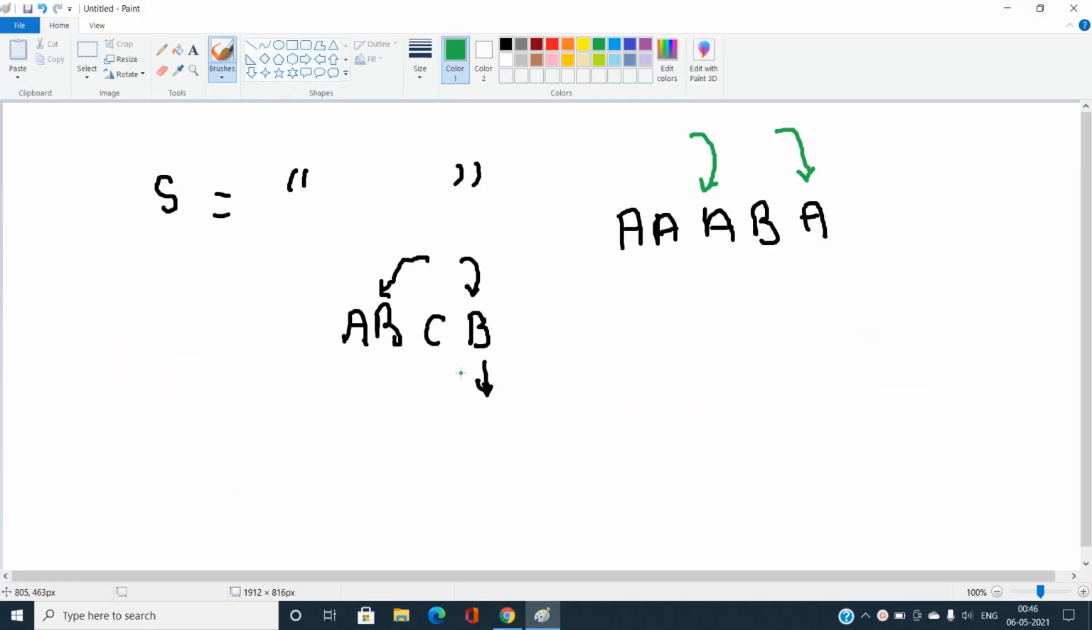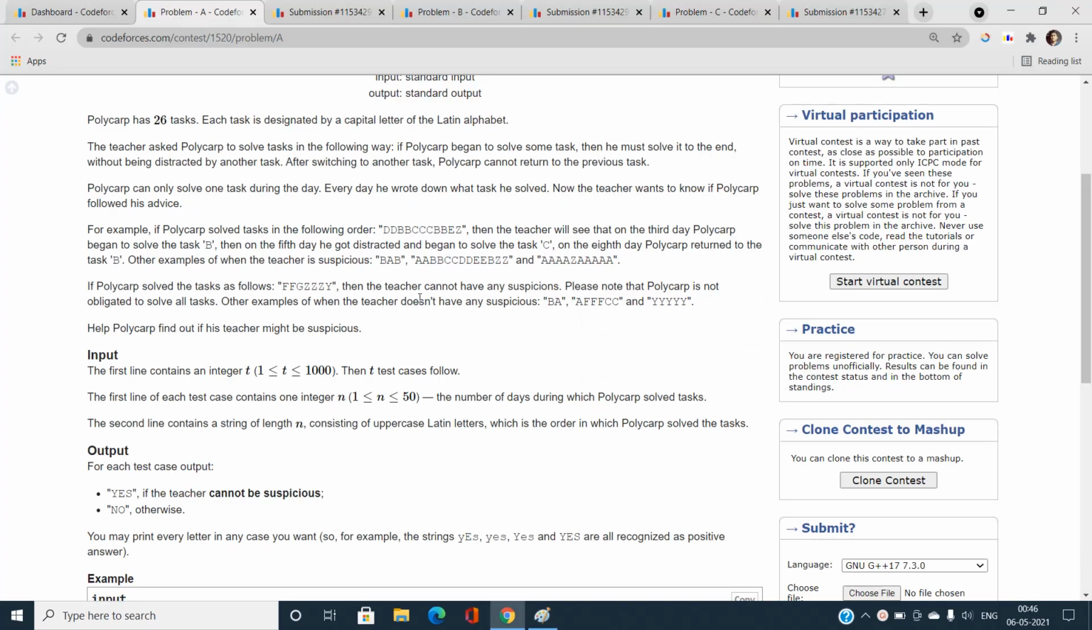If we have a certain sequence of the same characters and that character is found again later on, the teacher is going to find the sequence suspicious. So we are going to find out whether the teacher finds the sequence suspicious or not, and we print yes if the teacher is not suspicious, otherwise no. Let's understand this with a small example.